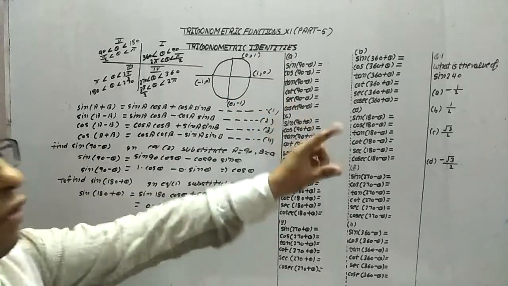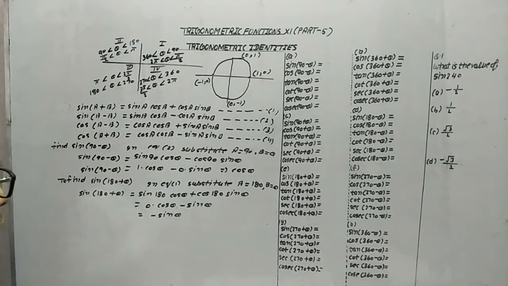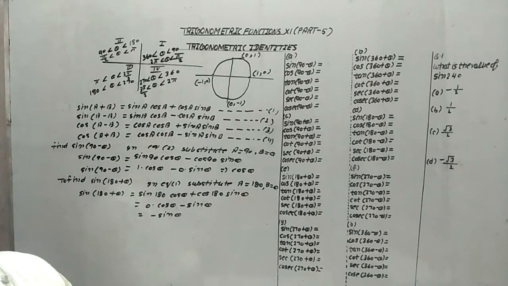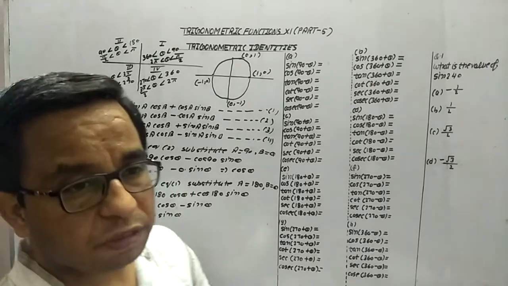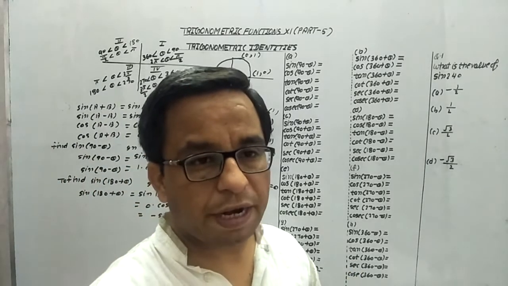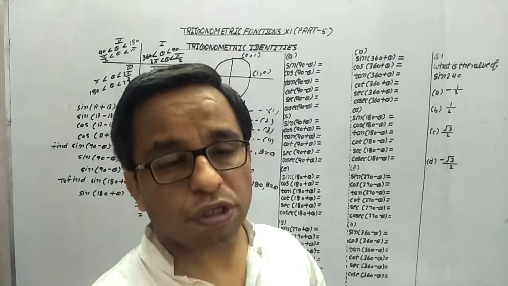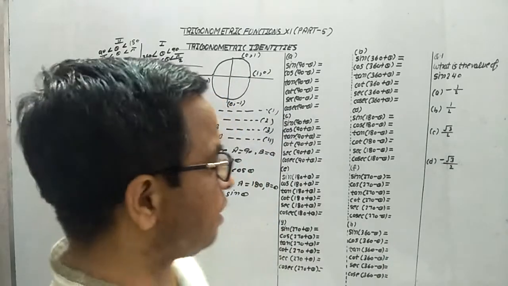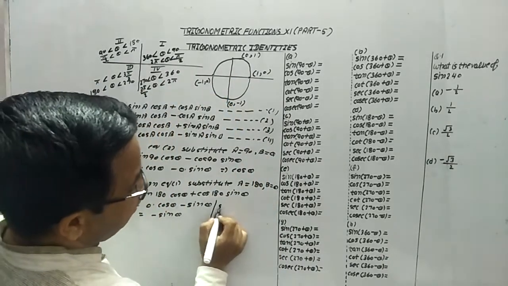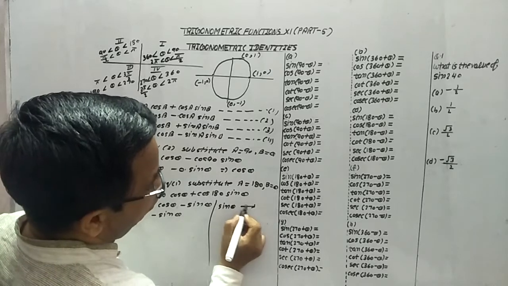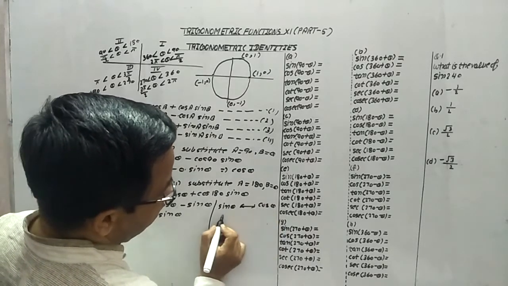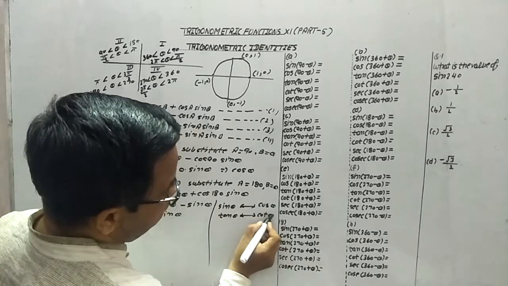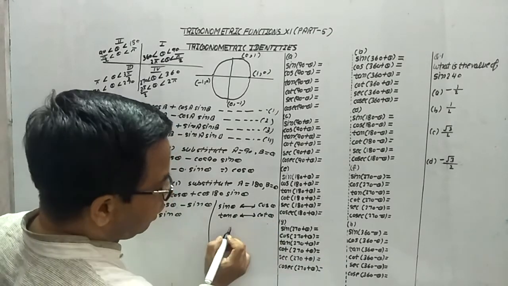Any formula you can try. But what we observe is that in the case of 180 and 360, there is no change in the identity. If this is the case of 90 and 270, then sine theta will interchange into cos theta, or cos theta will interchange into sine theta. Tan theta will interchange into cot theta, and cot theta will interchange into tan theta.